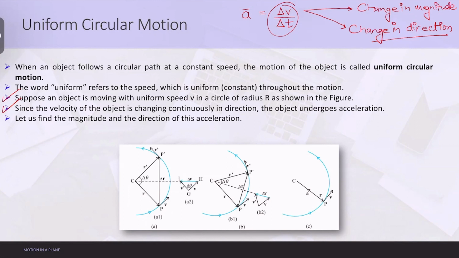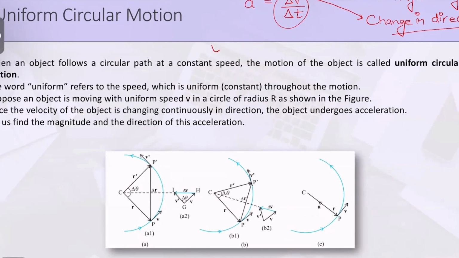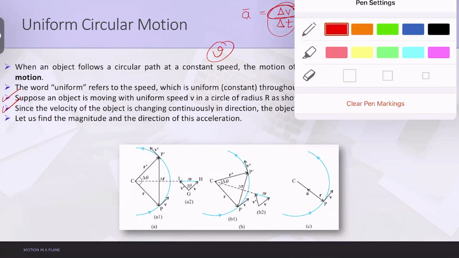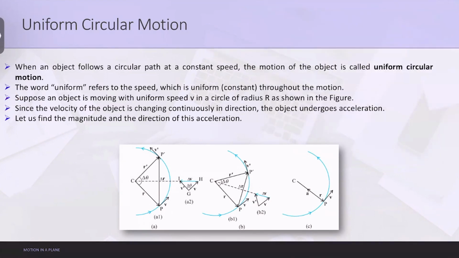But for now, just understand this as a fact: the velocity is changing, and because there is a relation between acceleration and delta v, acceleration happens in this uniform circular motion. Therefore, this acceleration will have a value. We will try to derive this value.